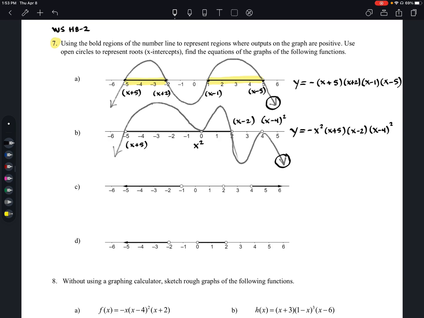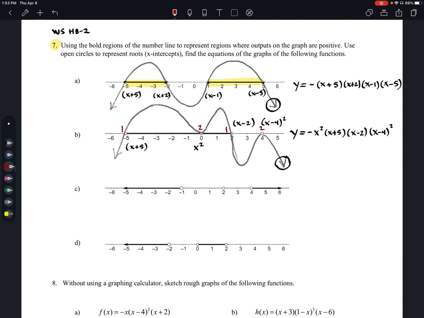Now a good way to double check here, notice that this one is going to have an even degree because its end behaviors are down, down. So in terms of degrees, this would be 1, this would be 2, this would be 1, and this would be 2. Add those together: 2, 3, 4, 5, 6. You'll see that that matches up. Now, is this the only equation we could have? No, because remember, when it bounces, this could be an x minus 4 squared, or it could be x minus 4 to the 4th, or 6th. So this is like the minimum equation that we could have.